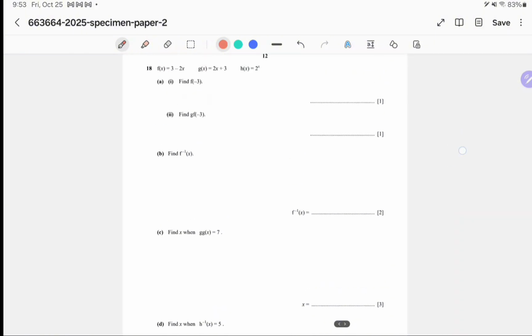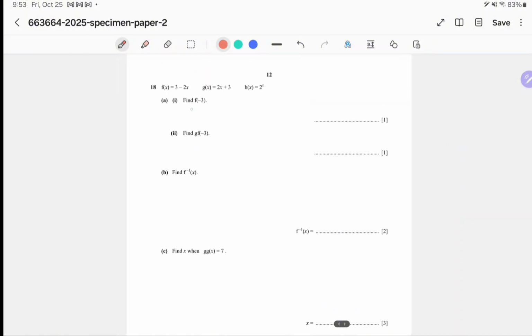Okay, next question is 18th. f of x is 3 minus 2x. g of x is 2x plus 3. h of x is 2 power x. Find f of minus 3. So f of x is just substituting. I am directly doing it. So how will we do? For f of minus 3, directly substitute in the f of x equation.